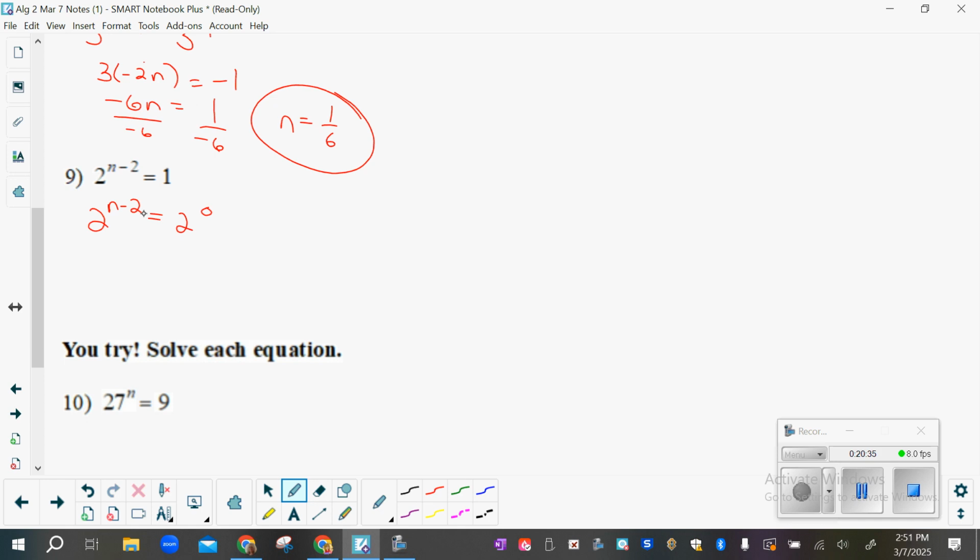Okay. So now, what do we do next? Same group. Oh, no, I already asked you. Tell me in this group. What do I do next? Yep. And so what do I set equal to what? Yes, equals 0. So I add 2. And n is equal to 2. So I'm going to stop here.